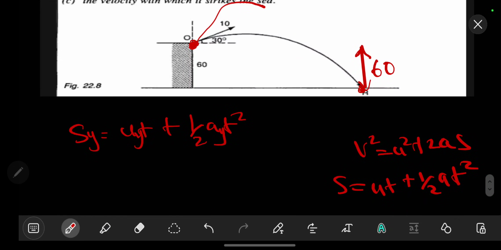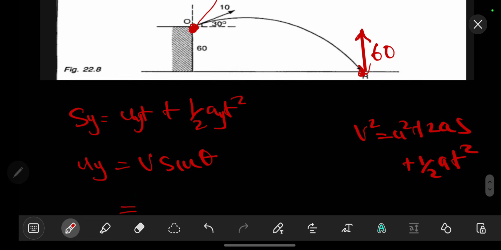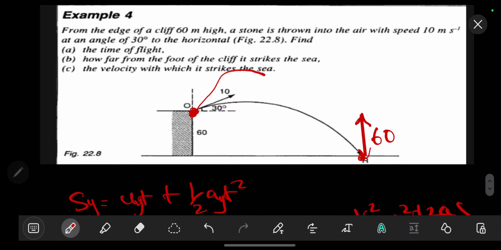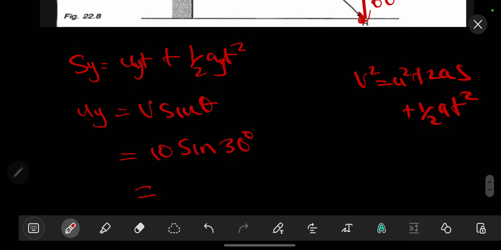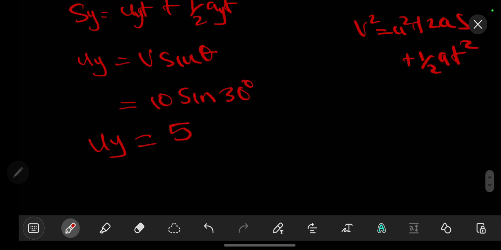So firstly, let's find the velocity in the y before we can do all these calculations. So our uy should be equal to our velocity times the sine of our theta. So the velocity is equal to 10 meters per second. So we have 10 meters per second times the sine of the angle theta, 30 degrees. 10 sine of 30 will give us a value of 5, so uy is equal to 5. So we are going to use this.